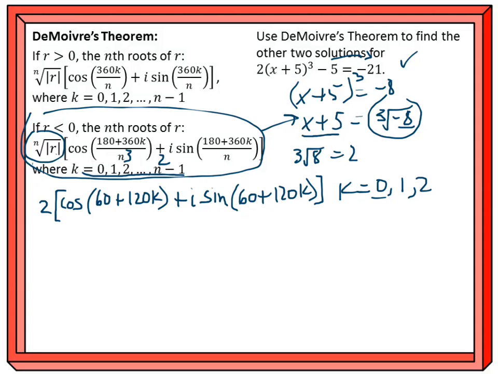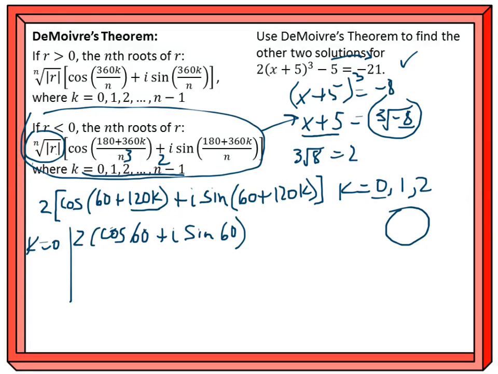So let's start with 0. If I plug 0 in here, k equals 0, this is what I'm going to get. I'm going to have 2 times the cosine of, that looks ugly, inside this angle measurement, whenever I plug in 0 for k, that'll disappear, and I just have 60, plus i times the sine of 60. Okay, and so I can use the unit circle in order to compute the cosine and the sine. I don't have to use a calculator. Some of you probably did. That's totally fine. But I'm going to use my unit circle here.